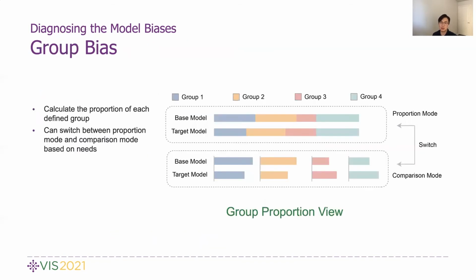And next, we diagnose group bias. Group bias is the bias when a model treats one or more groups with advantages. Since unbalanced groups can be a bias factor, we design a group proportion view to inspect the proportion changes between results in both models. We use bars to represent user-defined groups, and the lens represents proportion among selected nodes. The view supports switching between proportion mode and comparison mode based on needs.